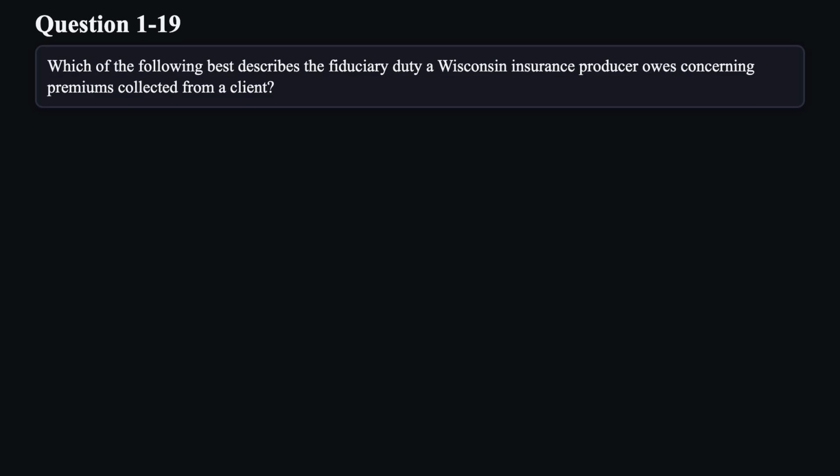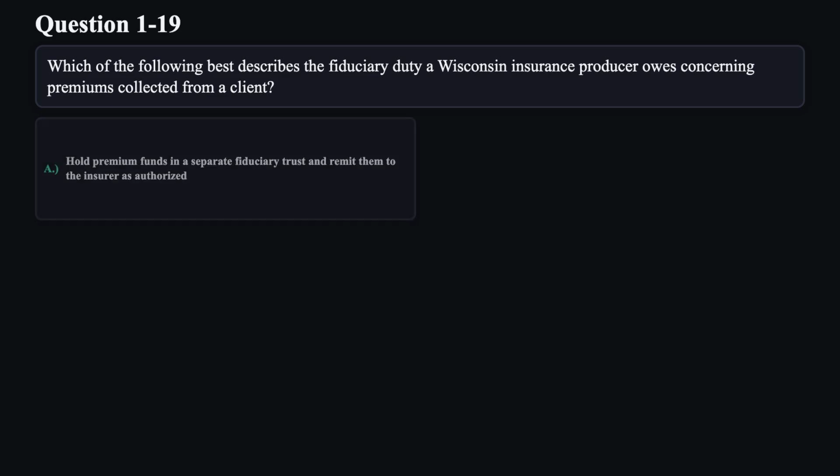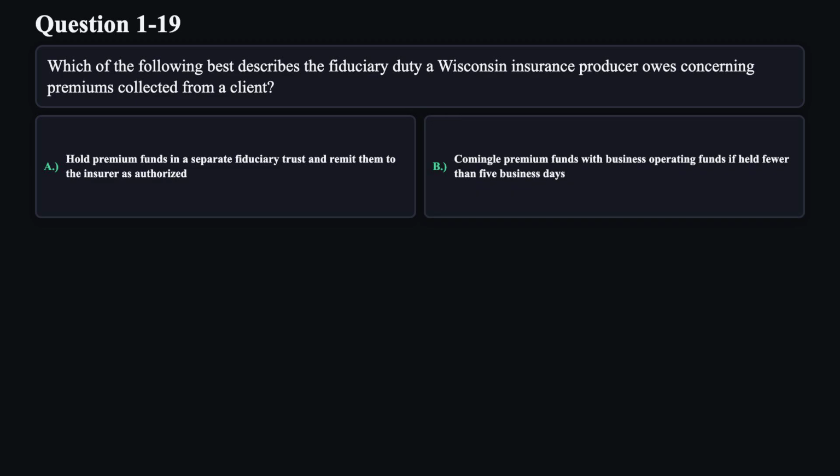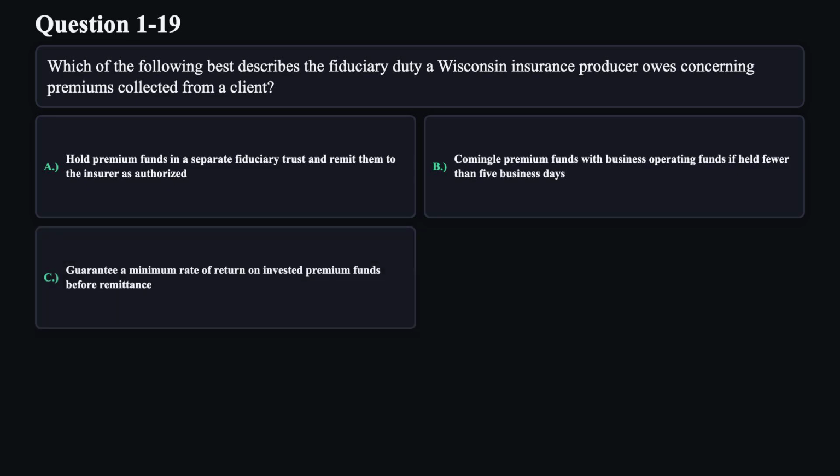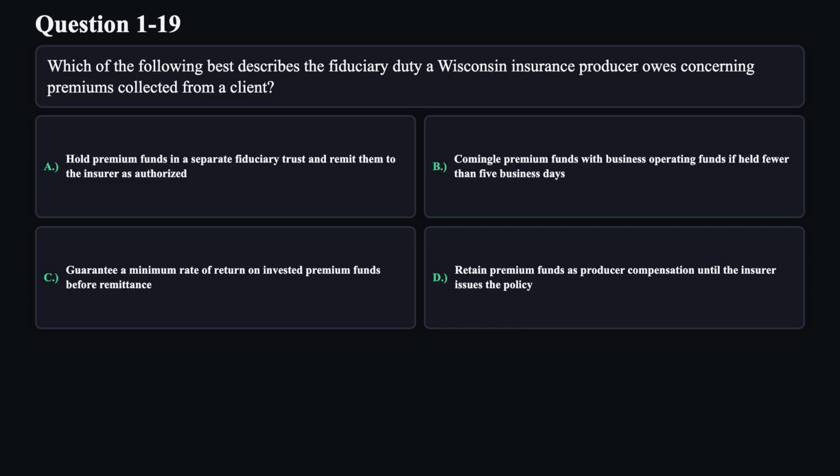Question 19. Which of the following best describes the fiduciary duty a Wisconsin insurance producer owes concerning premiums collected from a client? A. Hold premium funds in a separate fiduciary trust and remit them to the insurer as authorized. B. Commingle premium funds with business operating funds if held fewer than 5 business days. C. Guarantee a minimum rate of return on invested premium funds before remittance. D. Retain premium funds as producer compensation until the insurer issues the policy.